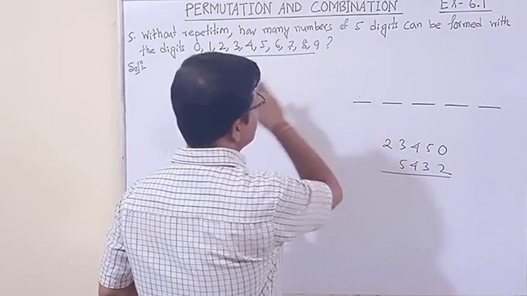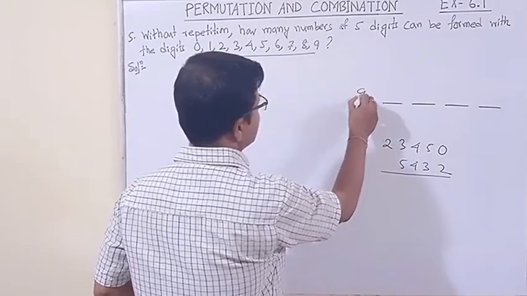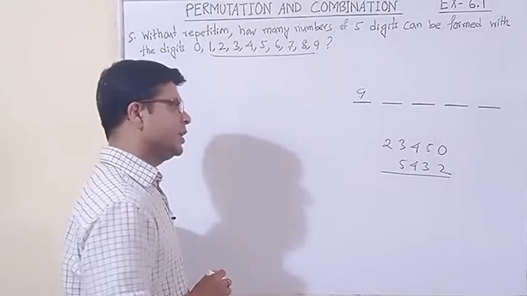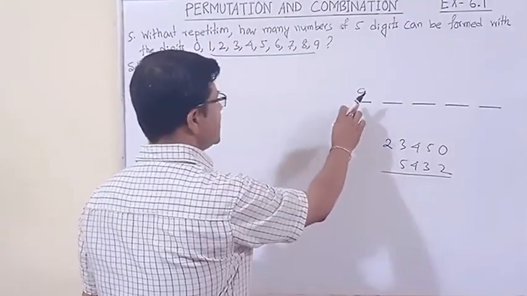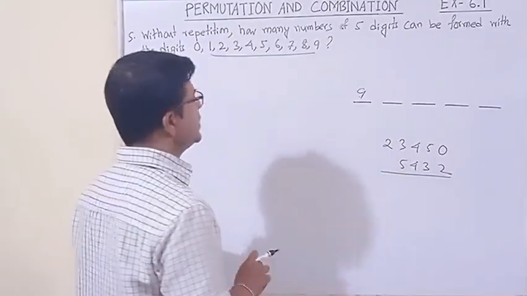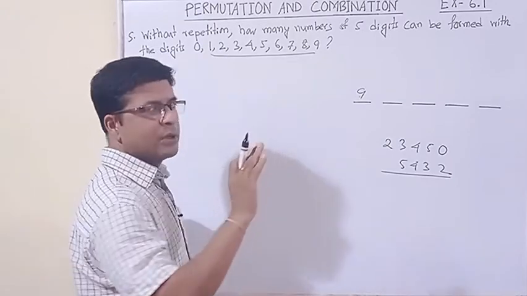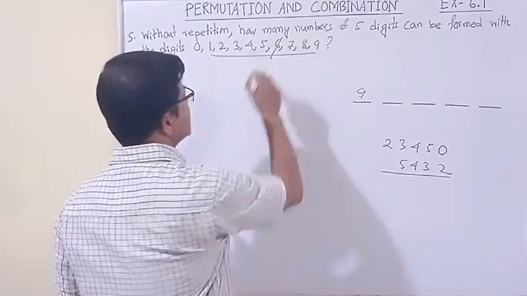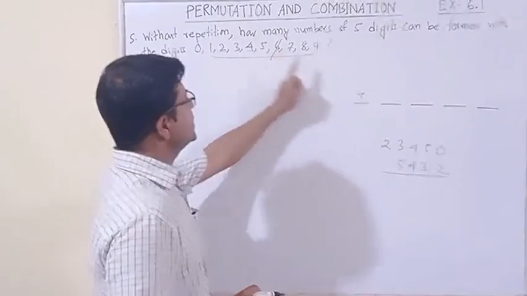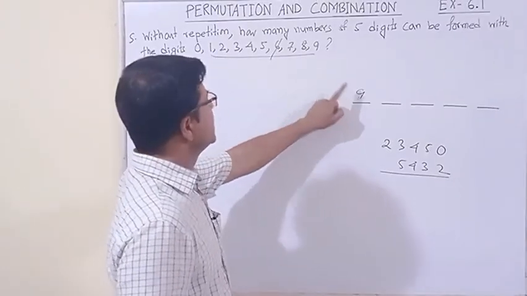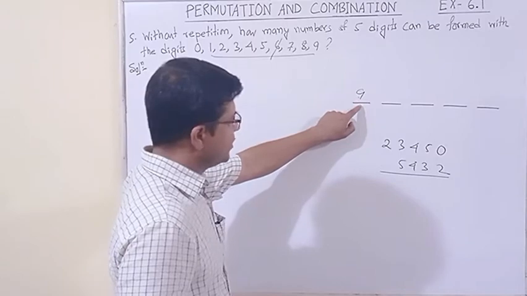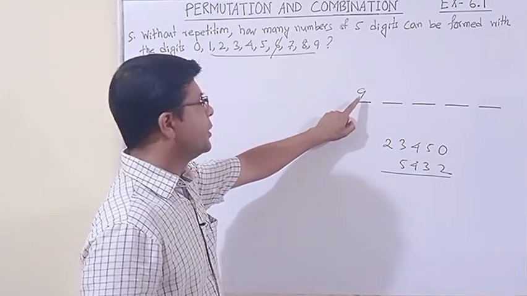There are 9 digits. Correct? Okay. Now this place is filled up. First place is filled up. Now suppose any digit you can imagine, suppose 6. Suppose this digit is placed. Out of this one, this is placed. So the first place can be filled up in 9 ways.